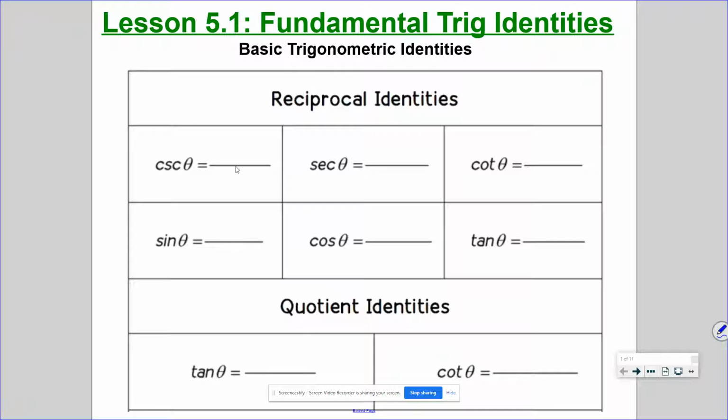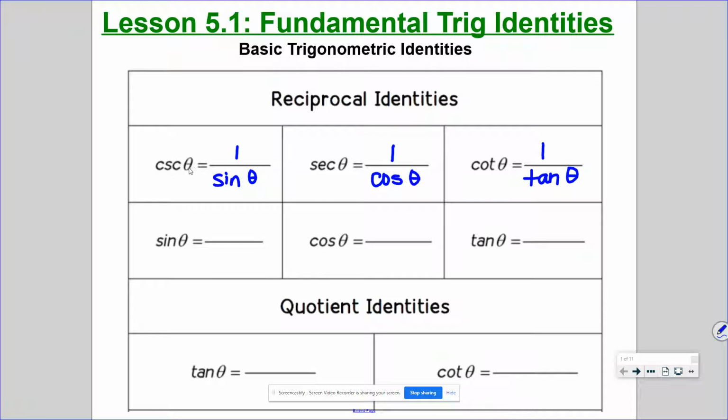For example, cosecant, I know that that is the reciprocal of sine, so I could write that as 1 over sine of theta. Okay, that is a trig identity because it is something that is equal to something else but written in a different way. Secant, I know that that's the reciprocal of cosine, so I can write this as 1 over cos of theta. And then I can just follow suit with cotangent.